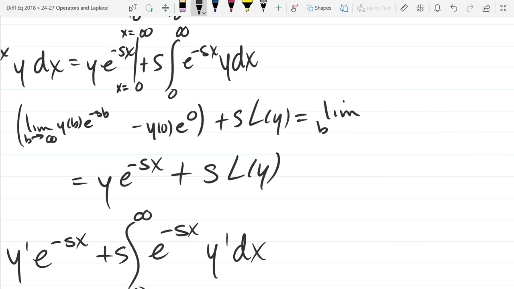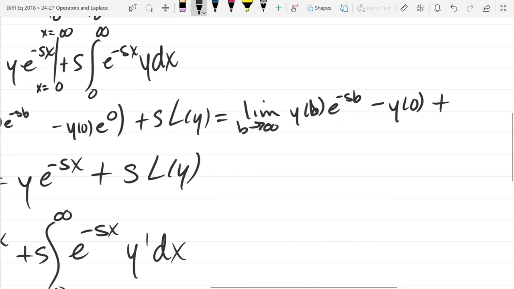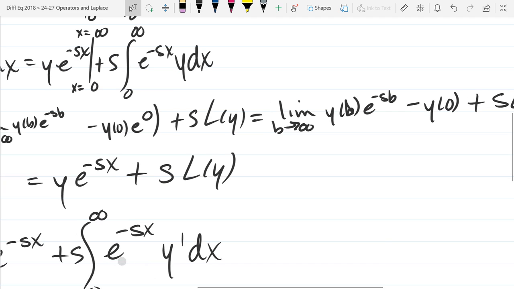So that's the limit as b approaches infinity of y(b) e^(-sb). e to the 0 is 1, so it's minus y naught, and then plus s times L of y. It looks like in the book for that little section it's just an assumption. So they just assume the limit is 0? Yeah. Perfect. Fantastic.